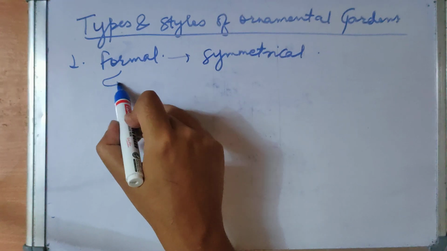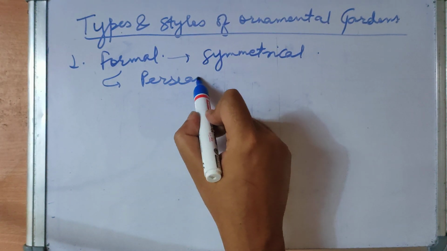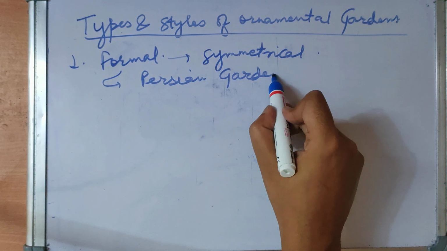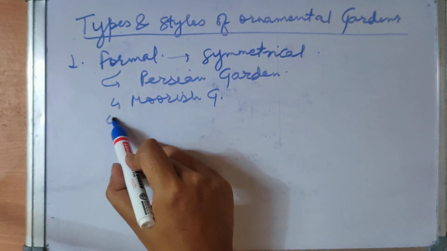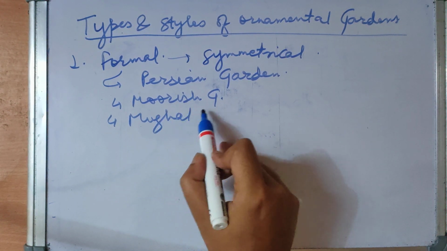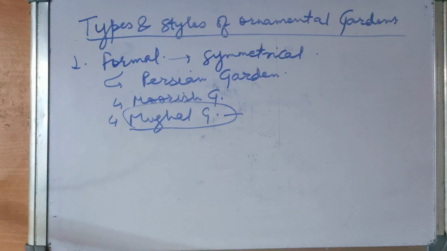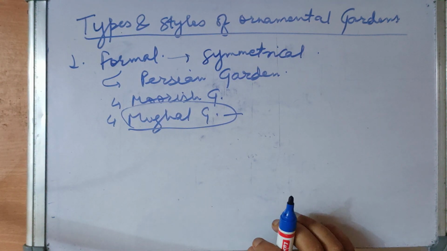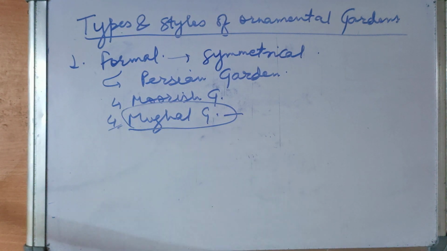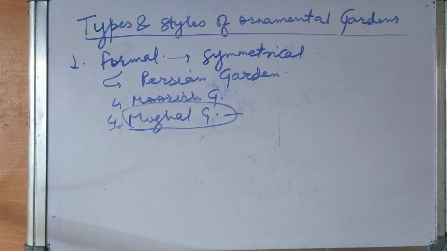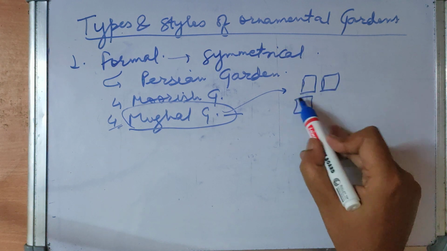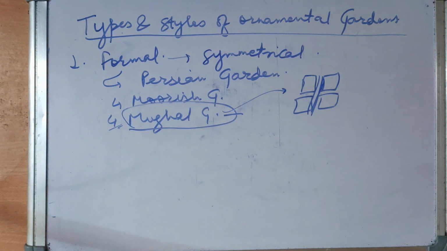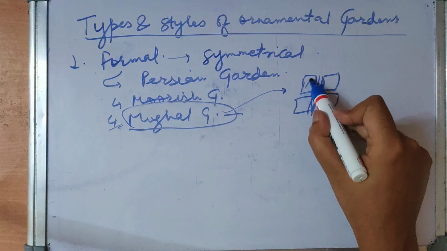So the major formal gardens are Persian garden, Moorish garden, Mughal garden. Mughal gardens are important. You should know about them. They do not ask in detail about this in the agriculture optional, but it is in the syllabus of your mains. So what happens in Mughal gardens? There is the charbagh style. They divide the garden in 4 parts. There is running water in the garden. The usage of arcs and domes in the garden is important.